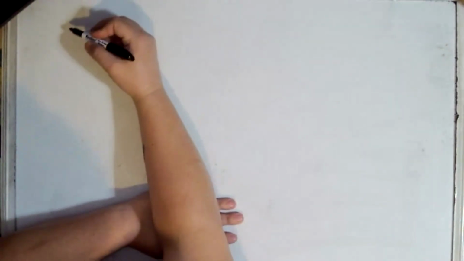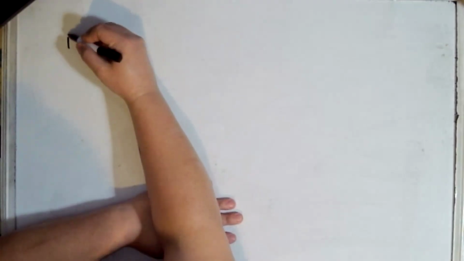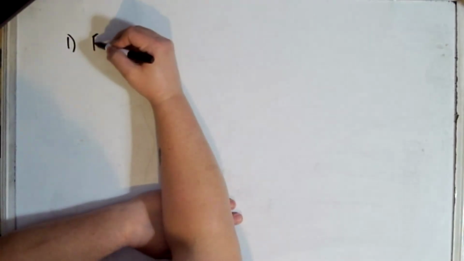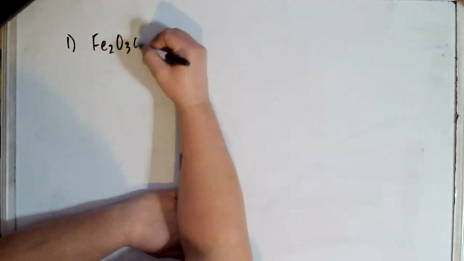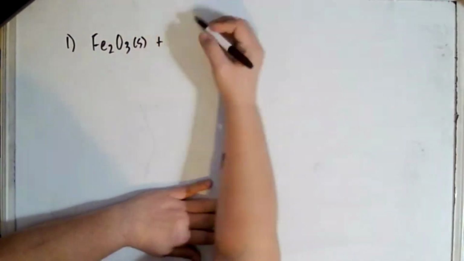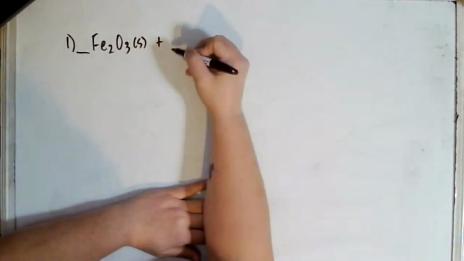All right, they give us a few reactions in the learning check to work on here. So we'll just go through one at a time. So our first reaction is Fe2O3. They put little blanks here for us.